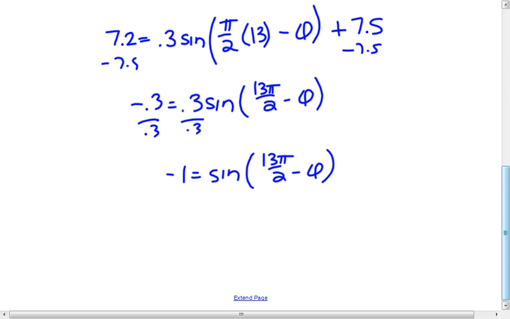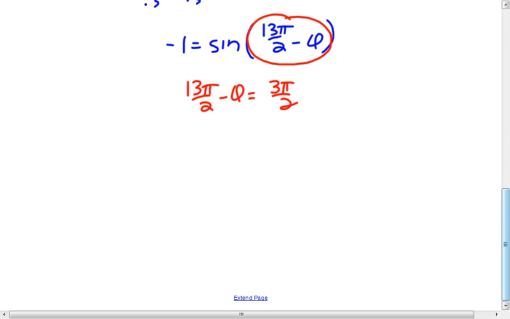And again, shocker, we got negative 1. We should have. Okay. And once again, your process is to take this part right here and set that equal to 3 pi over 2 every single time, because that's where your y value or your sine value is negative 1 on the unit circle. Subtract 13 pi over 2, and I get negative phi equals, and again, take 3 halves minus 13 halves, you should get negative 10 halves, which is obviously negative 5 pi. So positive phi is positive 5 pi.